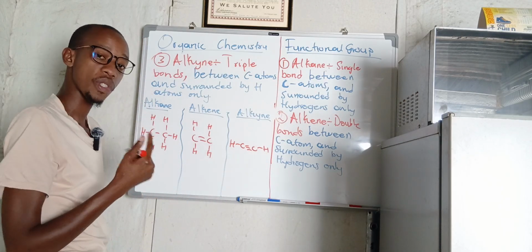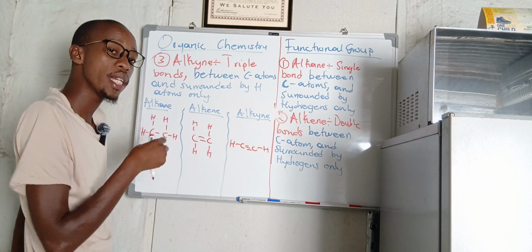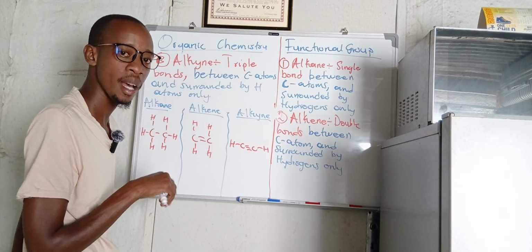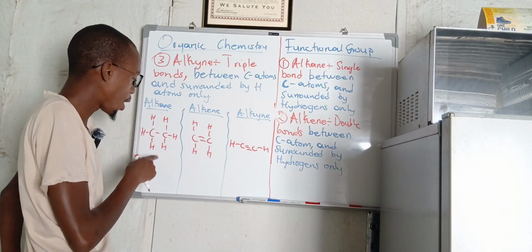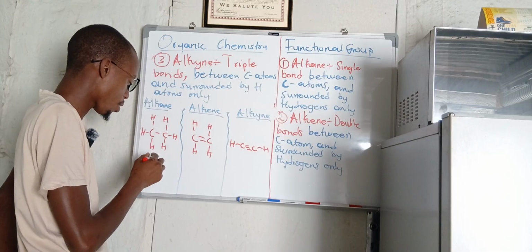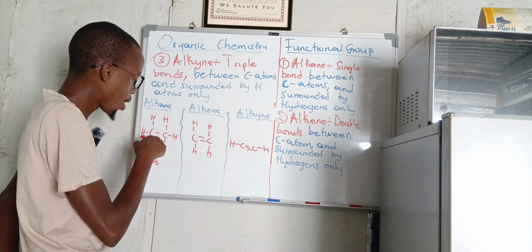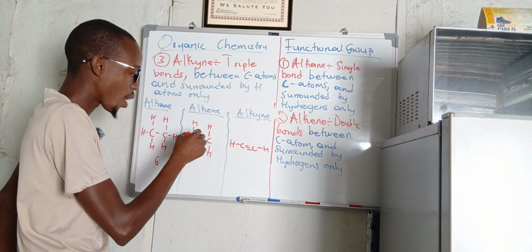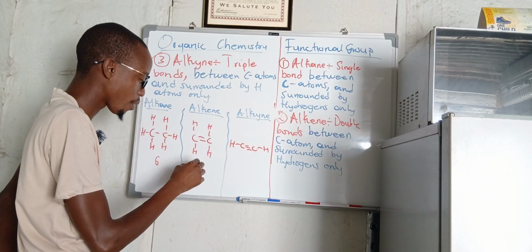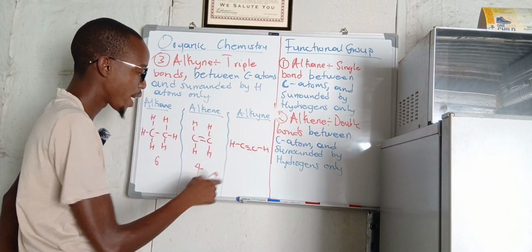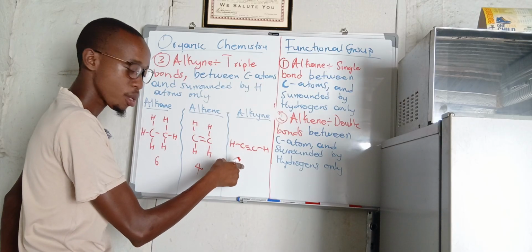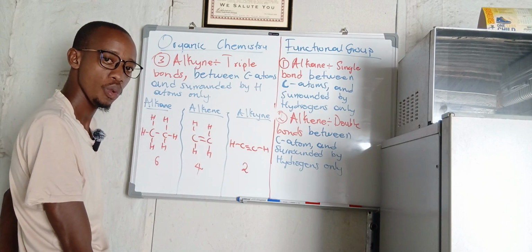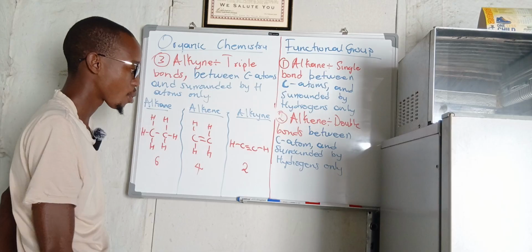There's something that I want you to see here. As we increase the bonds between carbon atoms, we decrease the number of hydrogens. Let's start here. We had 1, 2, 3, 4, 5, 6 hydrogens. Here, we had single bond between carbon atoms with 6 hydrogens. Now, we have double bond between carbon atoms, and then we are left with 4 hydrogens. And then here, we have triple bond between carbon atoms, and then we have 2 hydrogens. You see? So this tells you something.